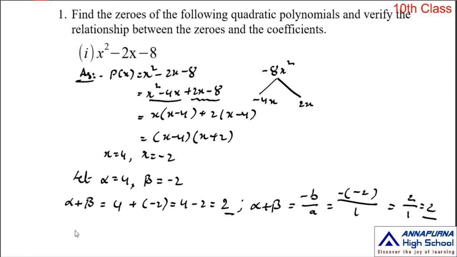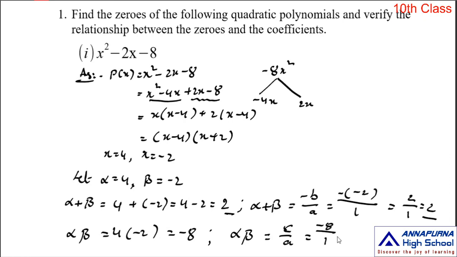And multiply the two zeros, alpha into beta is equal to 4 into minus 2, which is minus 8. Now find out the product of the two zeros from the relation. From the relation, product of the two zeros is equal to c by a, that means constant by x square coefficient. Here what is the constant? Minus 8, by x square coefficient is 1, so it is equal to minus 8. Observe the two answers, they are the same.